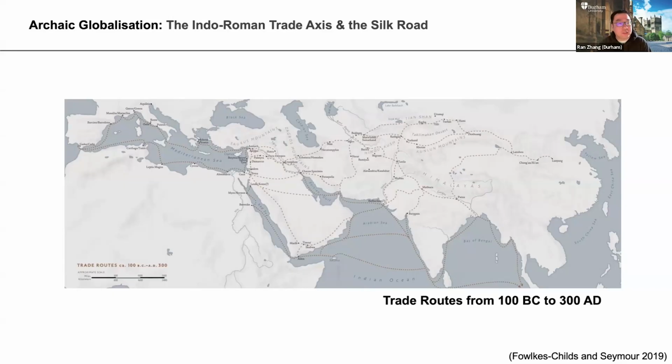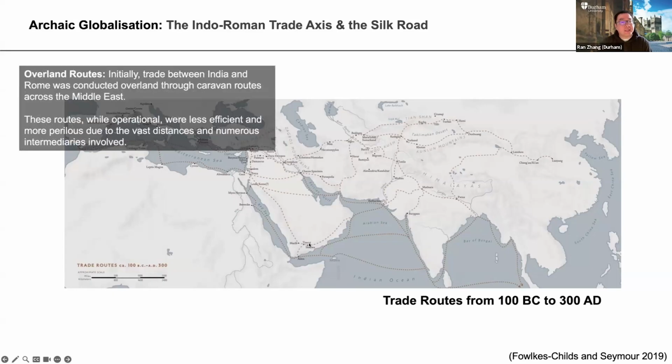We call this the Old World. And here we can see the trading systems, the Indo-Roman trade axis and the Silk Road. So China in the east, from Chang'an or Luoyang, had been connected within this network to the Mediterranean Sea or to North Africa. At the early stage, the land route was very prosperous, so this must be the Silk Road based trade network.